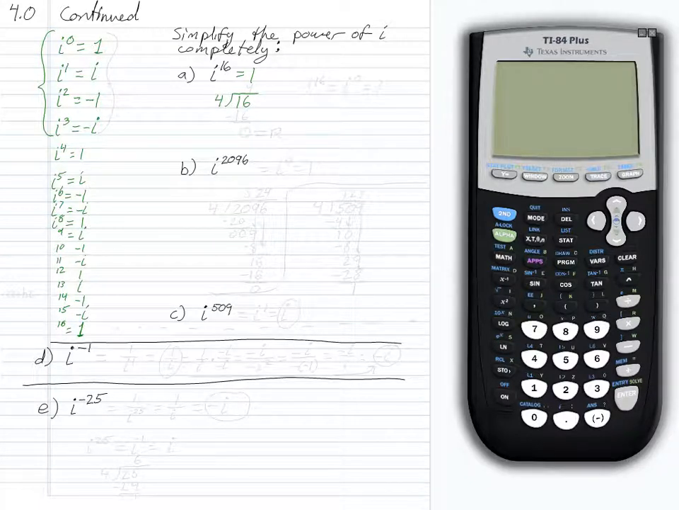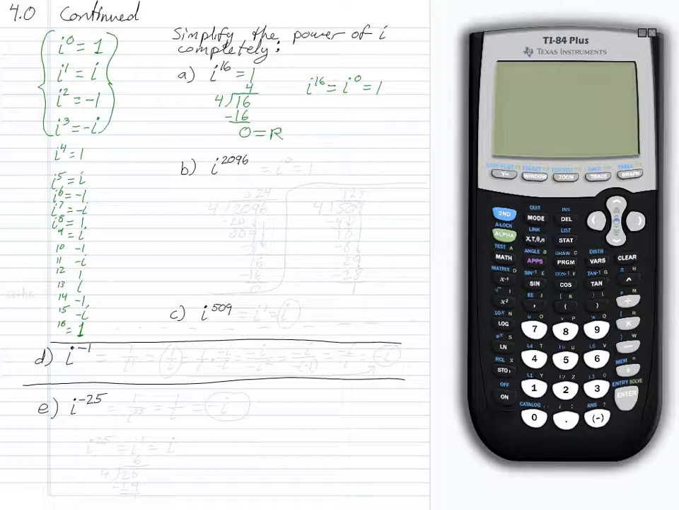Now we know that 16 is divisible by 4. We can fit 4 in 4 times. If we multiply those, we get 16, and subtract to get a remainder of 0. So i to the 16th is identically equal to i to the 0, which we know is 1 from those 4 important repetitions there at the beginning of this sequence.